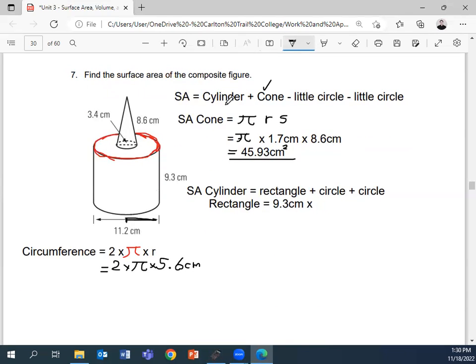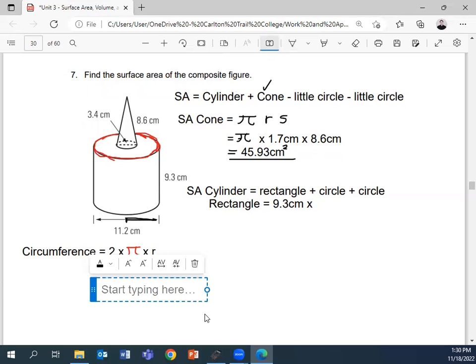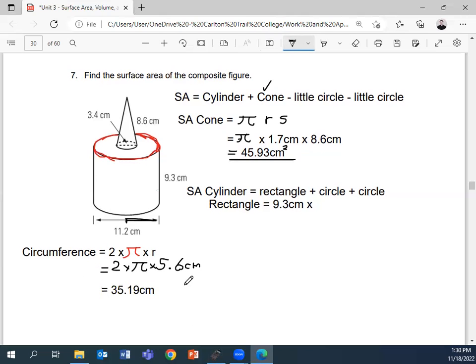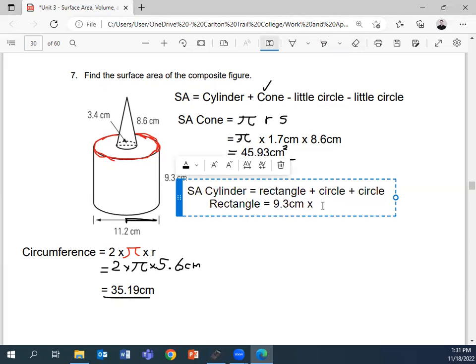It makes sense where I got this from, right? So if I times that all together, 2 times 5.6 times pi, I get 35.19 centimeters, not squared, just regular. And so Hannah, what do I do with this 35.19? Goes in the rectangle, right? You betcha. Good work.